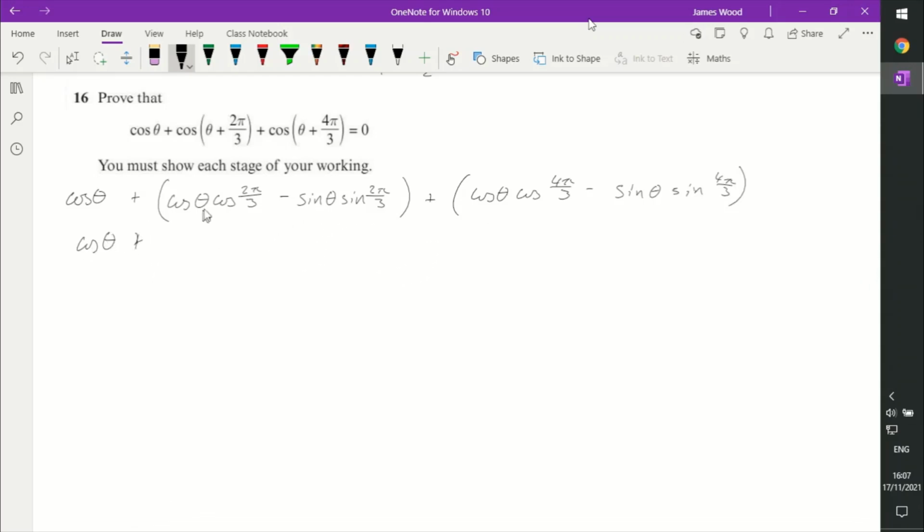So cos 2 pi over 3 is minus a half. So I've got minus 1/2 cos theta. This one here, sine 2 pi over 3 is root 3 over 2. So that's minus root 3 over 2 sine theta. Next one, cos of 4 pi over 3 is minus a half. So it's plus minus 1/2 cos theta. And the next term, sine of 4 pi over 3 is minus root 3 over 2.